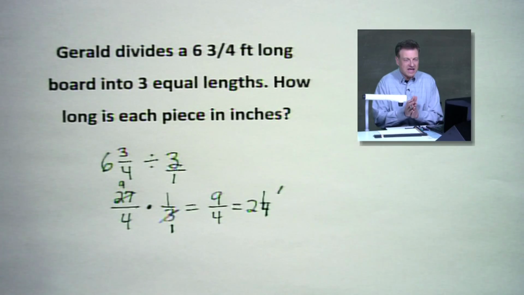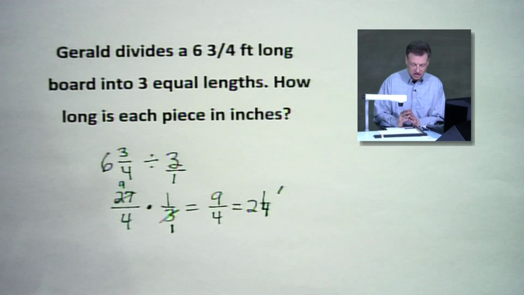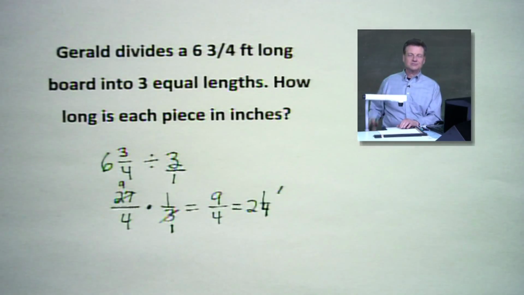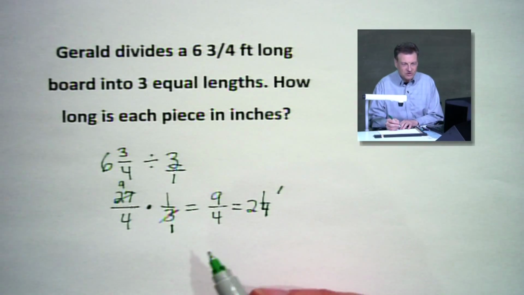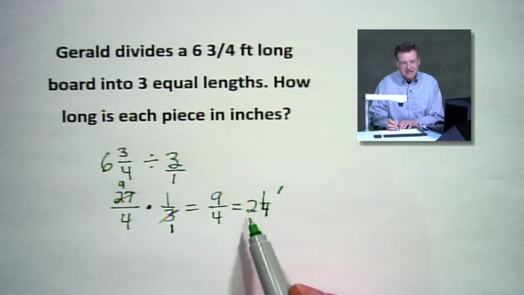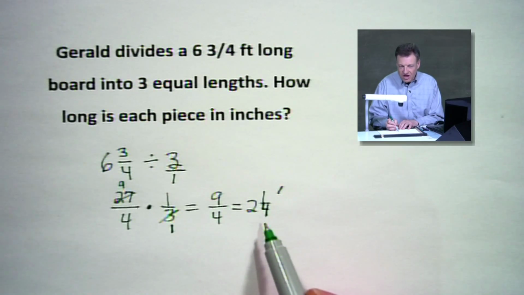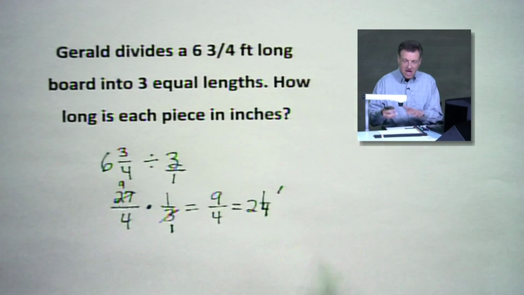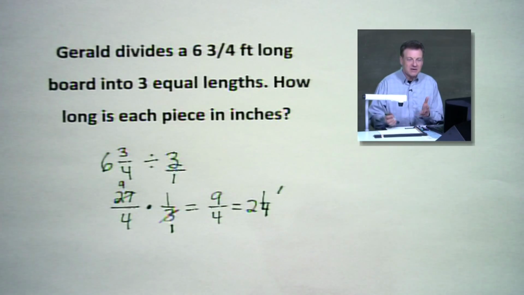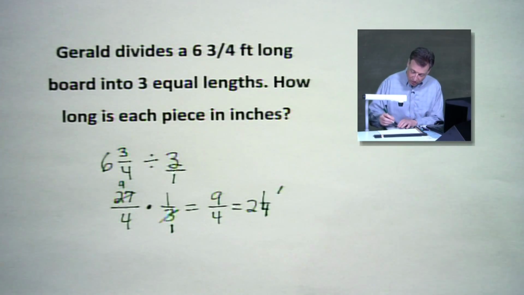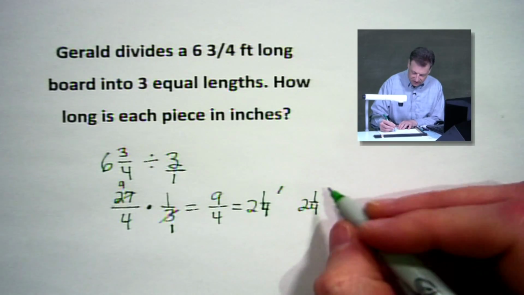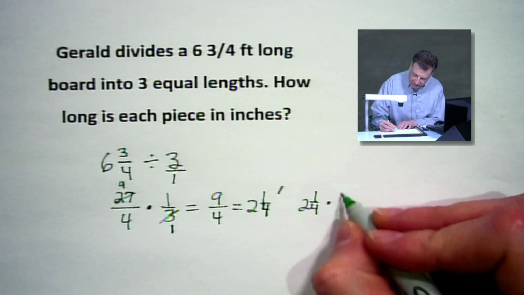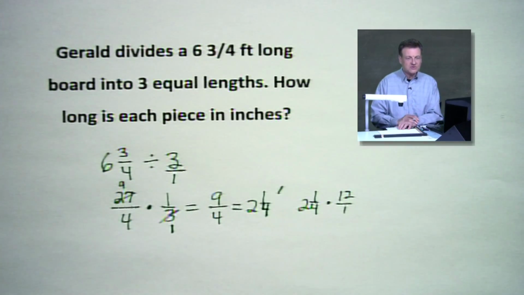The final answer says, let's get each piece in inches, all right? So let's think about it. There are 12, yes, count them, 12 inches in a foot. You all know that, right? So we can do this a couple of ways. We can take 2 times 12 and then take 1/4 of 12, and add the results, because this is basically 2 plus 1/4, and we multiply both of those times 12. Or we can just do it all in one lump. How about it? Let's try the 2 1/4 feet, and we're going to multiply that times 12 over 1 and come up with a certain amount of inches.